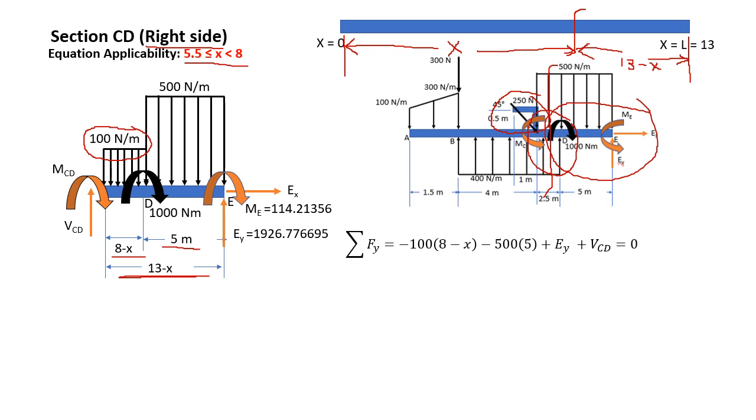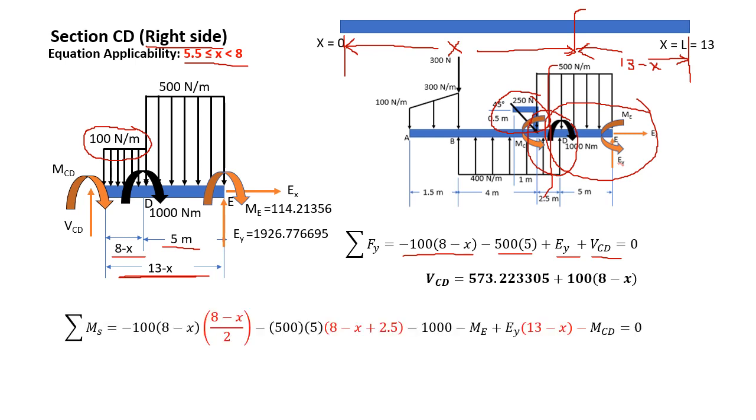Okay? So once we have completed our diagram, again, what we have to do is to sum forces along y. So negative 100 times 8 minus x, that's our first rectangle. And then 500 times 5 is our second rectangle. And then you have your upwards EY, and then VCD is assumed to be upwards. Simplifying this equation, we get this equation. So it is a shorter equation than if you would use the left side of the section.